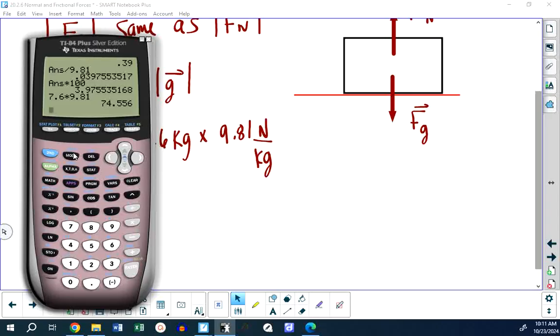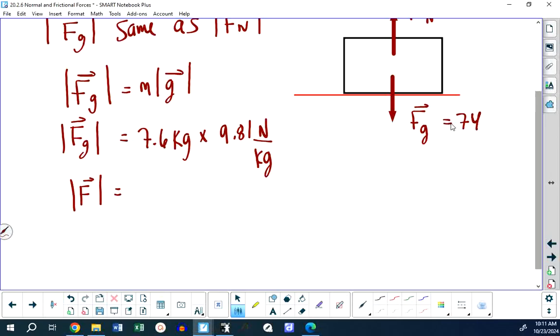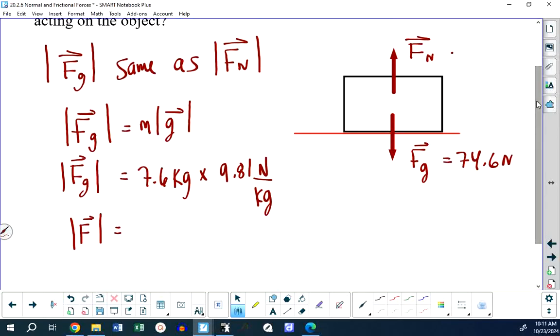Now, to answer the question in a technically correct manner, what we have found is that this is 74.6 newtons, which means this is 74.6 newtons up. I don't think we really need to worry about that, but I do want to highlight the idea here that this normal force is not the force of gravity. It has the same magnitude as the force of gravity, but it is up and the force of gravity is down. Are you with me on that? It may seem like I'm just steamrolling over the same idea again and again, but that's how important it is.